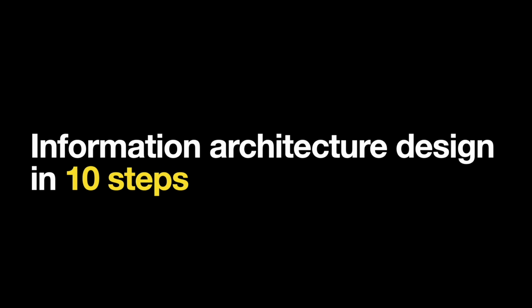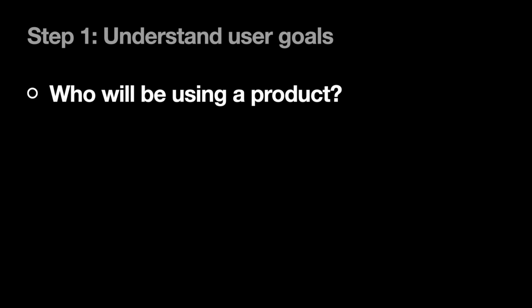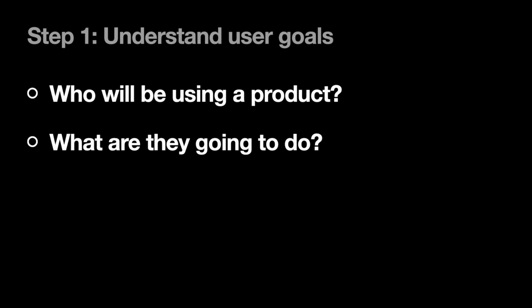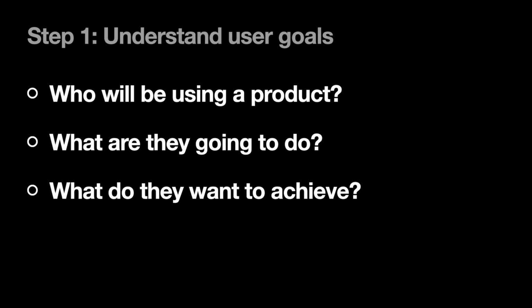Let's discuss how to design information architecture step by step. First, we need to understand users' goals. In product design, it's essential to understand who you are designing for. People look for information in different ways, and different people look for different kinds of information. You need to understand what users are trying to achieve using your product. You need to find the answer to questions such as who will be using a product, what are they going to do, and what they want to achieve.